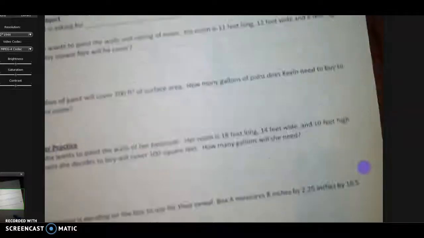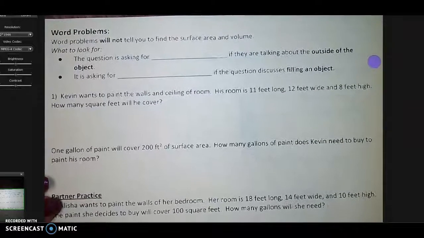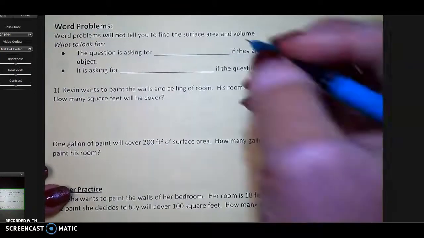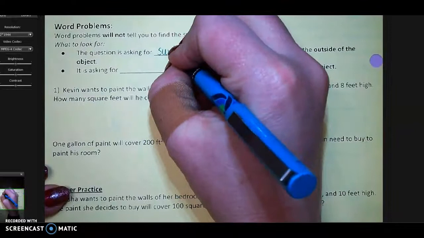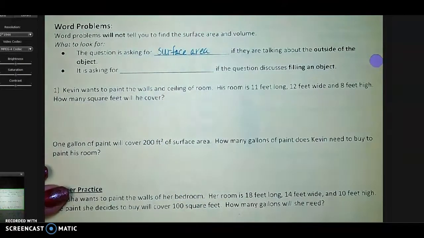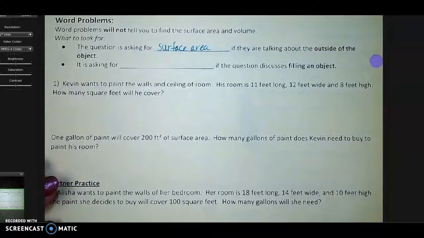On the back, we're going to be taking a look at some word problems that you might see. Word problems will not tell you to find the surface area and volume, but you have to look for it. The question is asking for surface area if they are talking about the outside of the object, like I need to cover it in wrapping paper, or I need to build a box and I need to know how much cardboard I need. Those are going to be surface area questions.